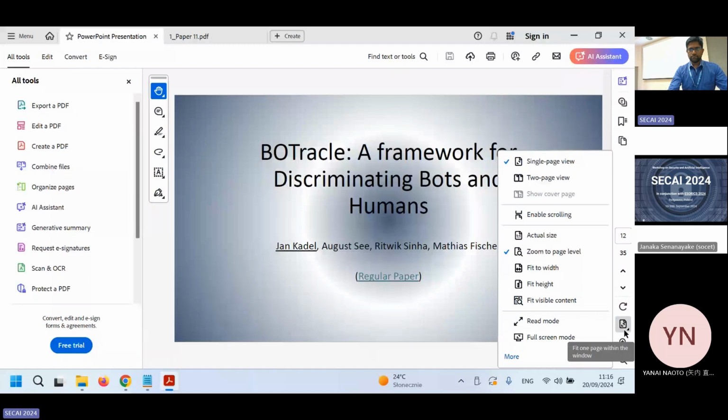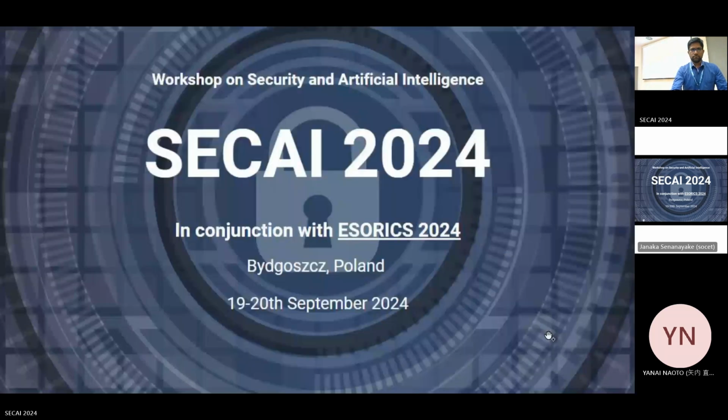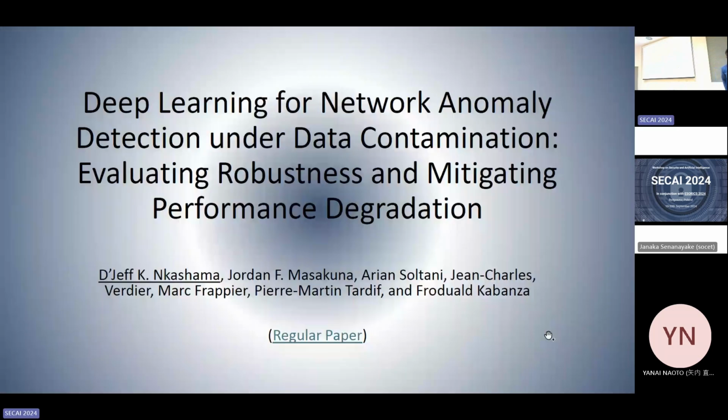Okay, so next is going to be Jeff Nkashama. I apologize if I pronounce your name wrong. So he's going to speak about deep learning for network infection and the data contamination, evaluating robustness and mitigating performance degradation. So this only.